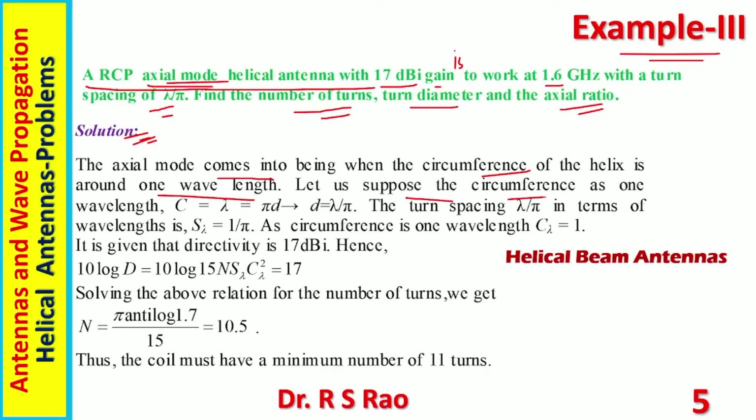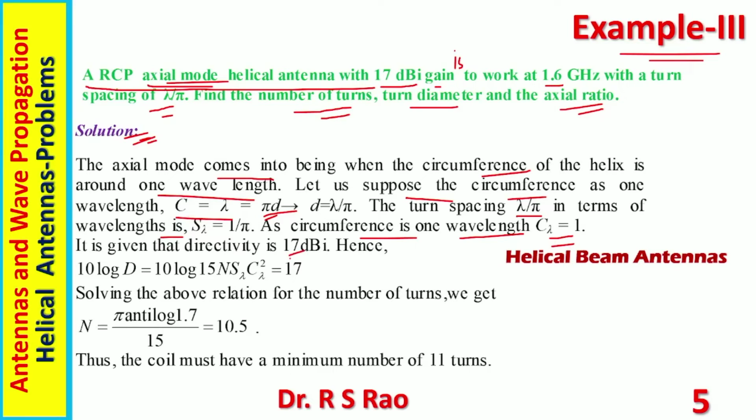Let us suppose the circumference as 1 wavelength, C equal to lambda, pi D. D is diameter. So D turns out to be lambda by pi. Spacing is given as lambda by pi. In terms of wavelength, it becomes 1 by pi. As circumference is 1 wavelength, C lambda becomes 1 because C lambda is C by lambda.